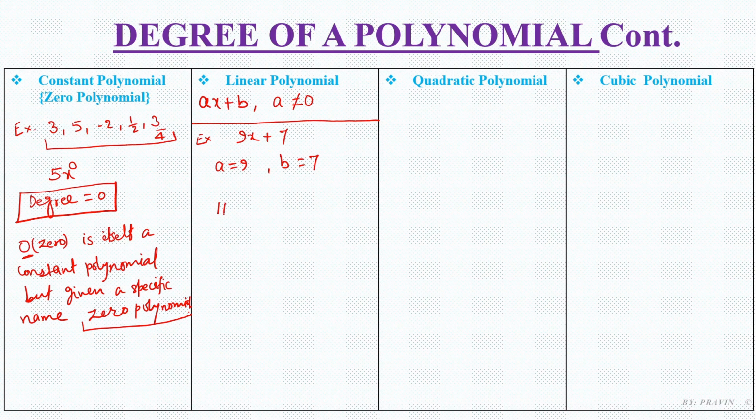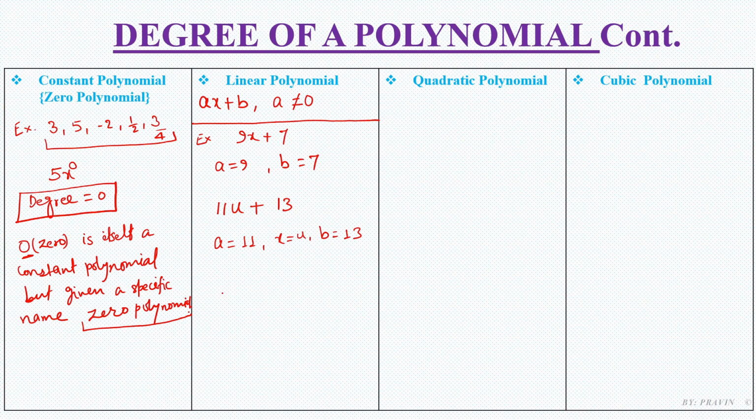Another example, say 11u plus 13. Don't get confused that here x is written; basically you can write any variable here. There may be y, z, any variable. So in this polynomial you have the variable u, so don't be confused. If you compare with the standard form, you will find that a is 11, and x, which is a variable in the general form, is written here as u, and b is equal to 13.